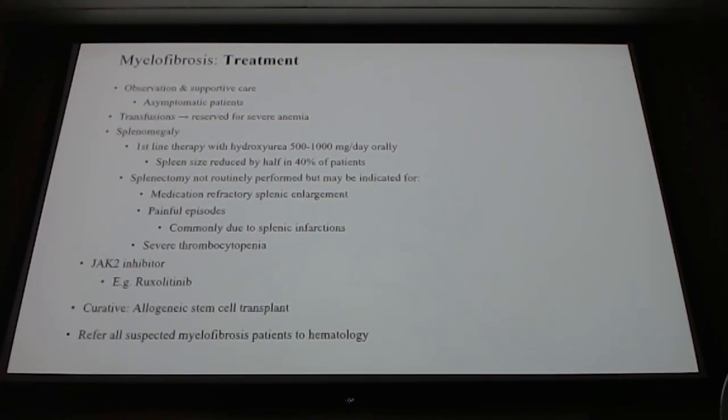Treatment for asymptomatic patients that you catch early on: observation and supportive care as necessary. We may not need to intervene. The treatment may be worse than the actual disease process. Transfusions are reserved for severe anemia.